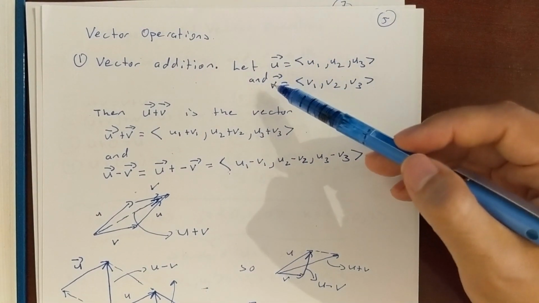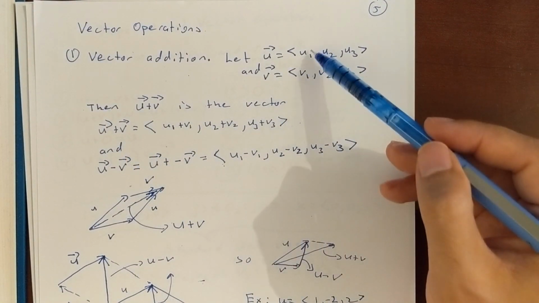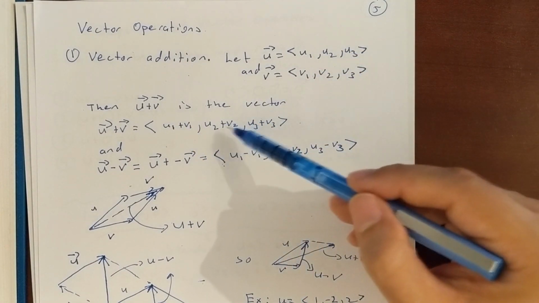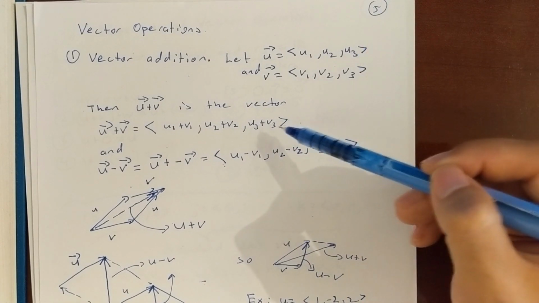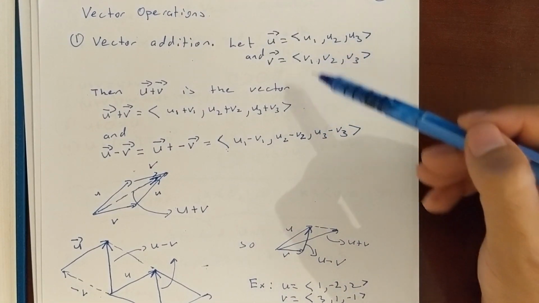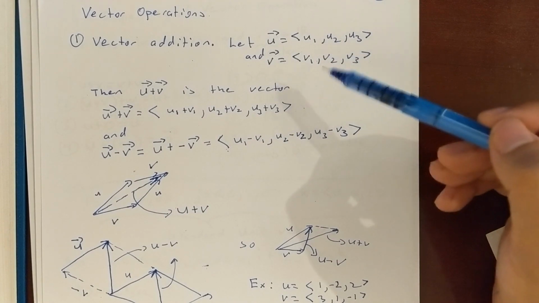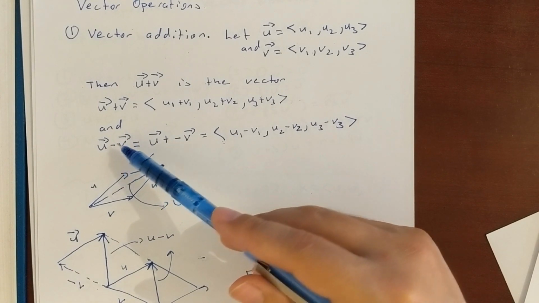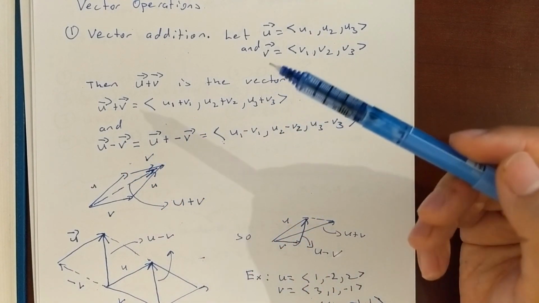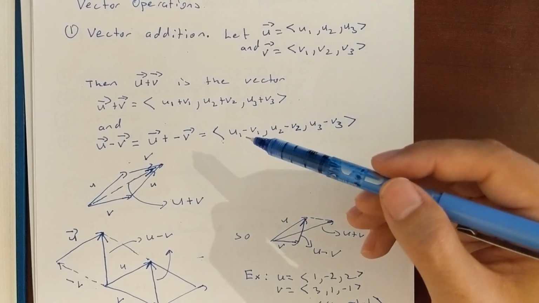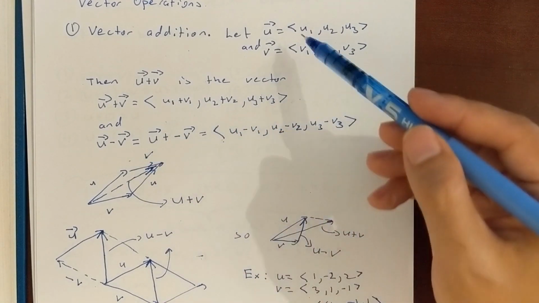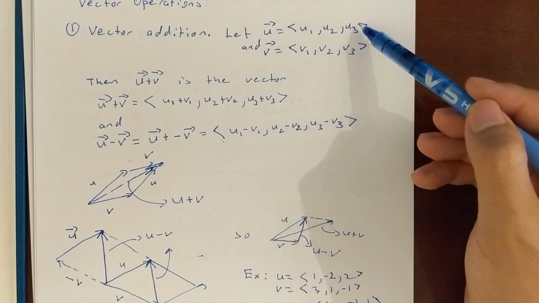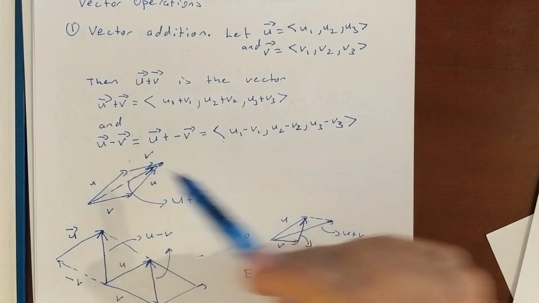What happens when I add these vectors up? Well, you add each one of the components. You do u1 plus v1, that's going to be your x component. u2 plus v2, that's going to be your y component. And u3 plus v3, that's going to be your z component. So you add them component-wise. Subtraction works the same way. u minus v is the same thing as u plus minus v. I'm going to talk about what minus v means in a second. Basically, you subtract them component-wise: u1 minus v1, u2 minus v2, u3 minus v3, that would be u minus v.